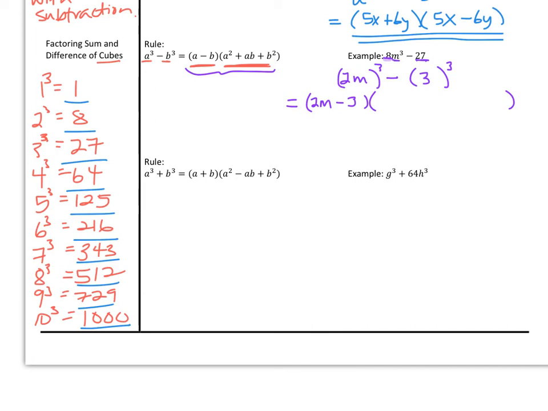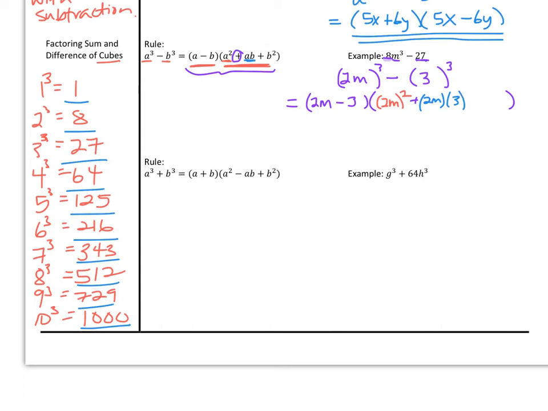That second parenthesis says a squared. So we're going to take the 2 and the m, and we have to square that. That means we'll have to do a little bit more work in that parenthesis. And then notice it says plus, so we're going to put a plus right here. And then it's a times b. So a times b, that's 2m times 3.